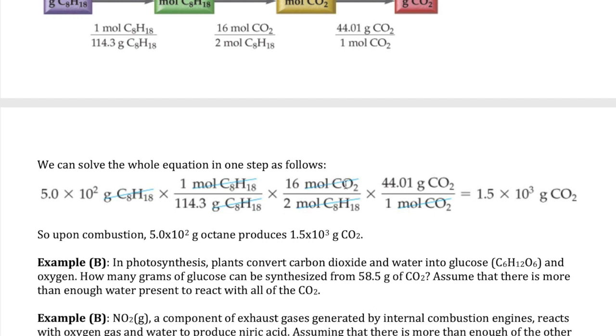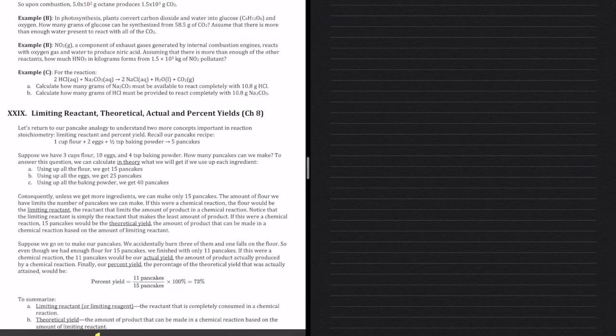So we need to do one more step to convert that to the mass of CO2. We multiply that by the molar mass of CO2, which in the periodic table you will find to be 44.01 grams per mole. So that will give us our final answer of 1.5 times 10 to the third grams of CO2. All right, let me show you an example of how to do this mass-to-mass conversion using the solution pathway that we just talked about.